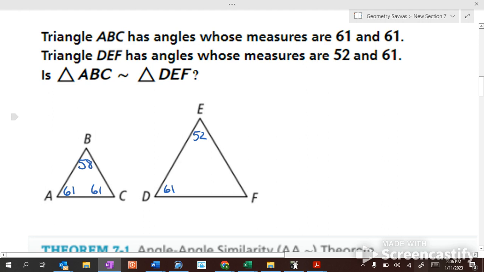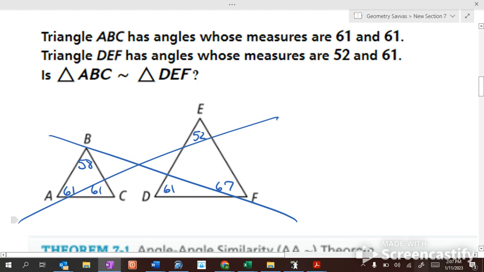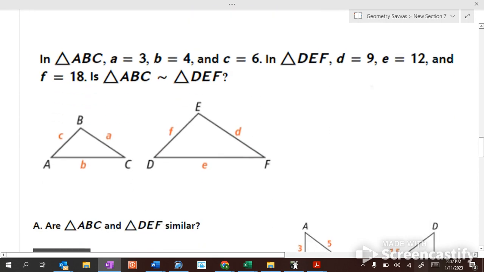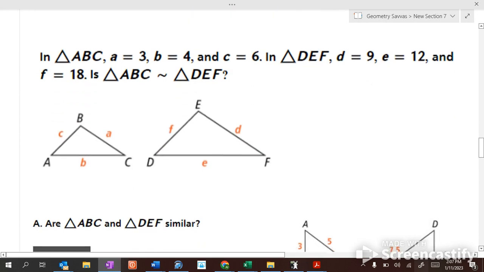Don't think so. What's 61 and 52 add up to? 113. 180 minus 113 is 67. Are all the angles congruent? No, we knew that after we added up the last one. If the angles aren't congruent, there is no way, Jose, that they can be similar. Okay? The angles have to be congruent for them to be similar. Okay? Now, besides the angles being congruent, if the sides are proportional, then we know that they're similar.